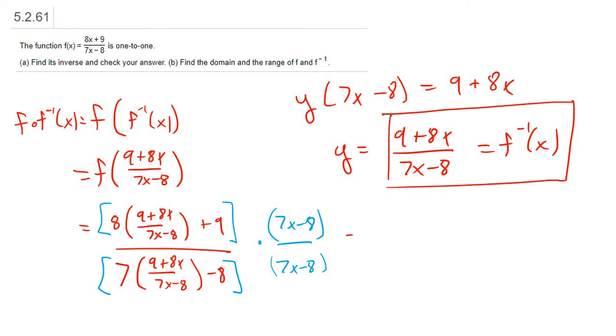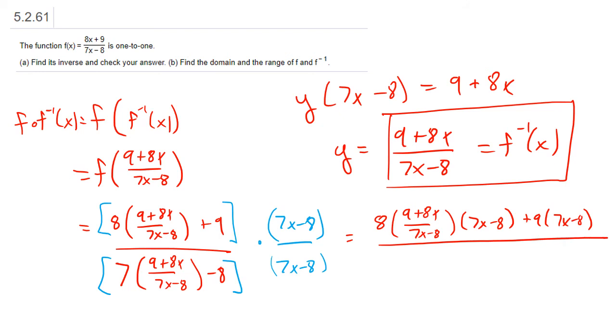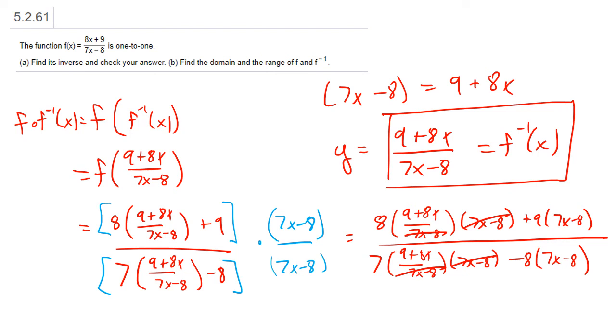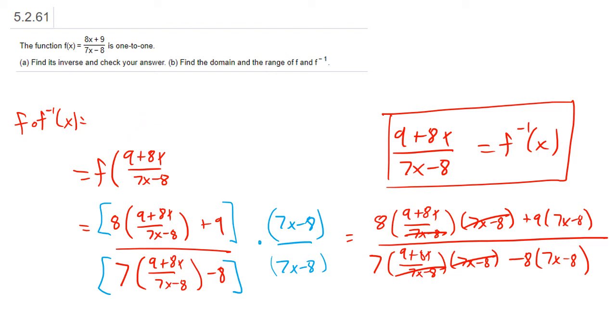So what we get is 8 times (9 plus 8x) over (7x minus 8) times (7x minus 8), plus 9 times (7x minus 8), over 7 times the quantity (9 plus 8x) over (7x minus 8) times (7x minus 8), minus 8 times the quantity (7x minus 8). Now the good news is this denominator cancels that, this denominator cancels that. Now all we have to do is distribute everything in the numerator and denominator and hope for the best. Okay, I actually don't want to erase this thing in the box because we are going to need it for part 2 of this problem.